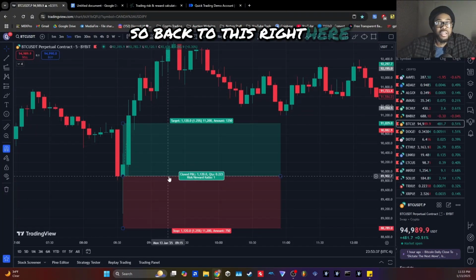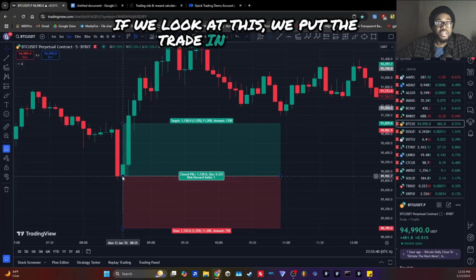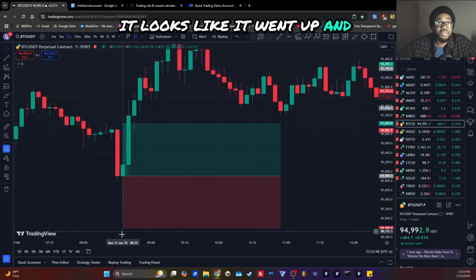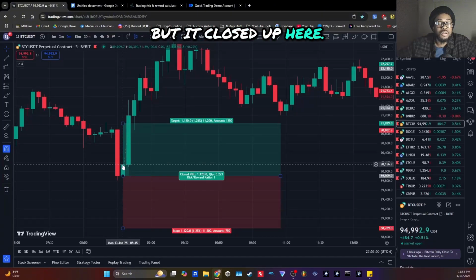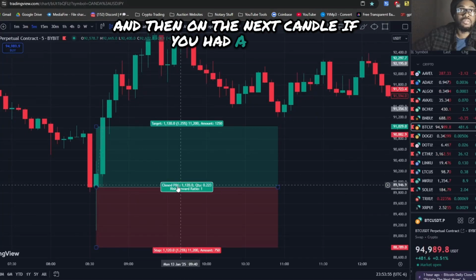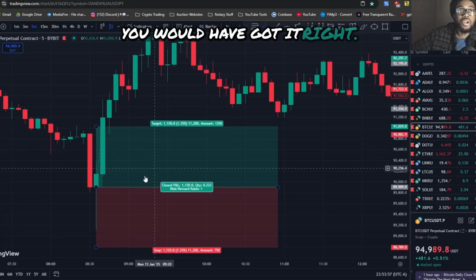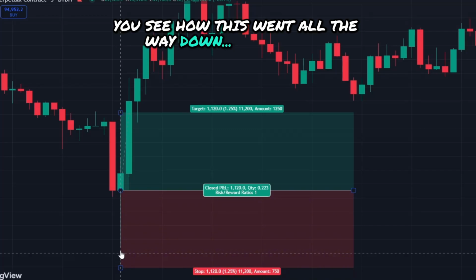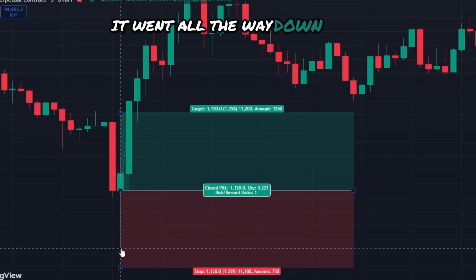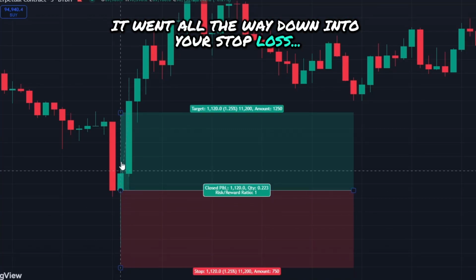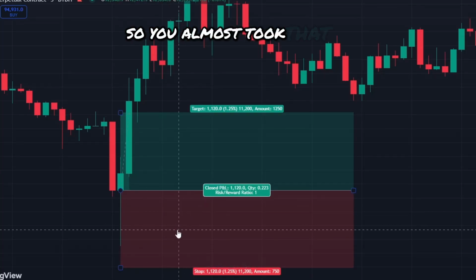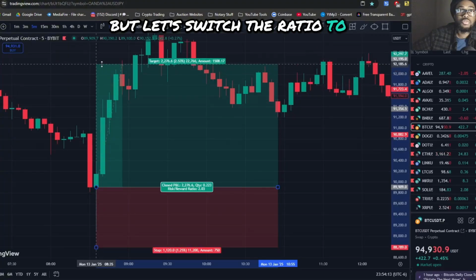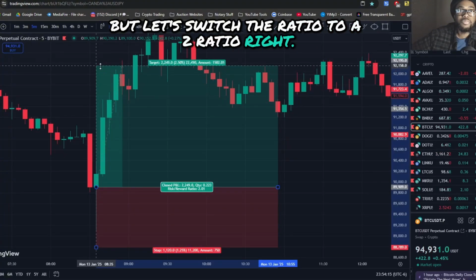So back to this right here. If we look at this, we put the trade in right here. It opened on this candle. It looks like it went up and down a little bit, but it closed up here. And then on the next candle, if you had a 1 ratio, you would have got it, right? But if you look at this, you see how this went all the way down. Technically, it went all the way down into your stop loss. So you almost took that L, but let's switch the ratio to a 2 ratio, right?